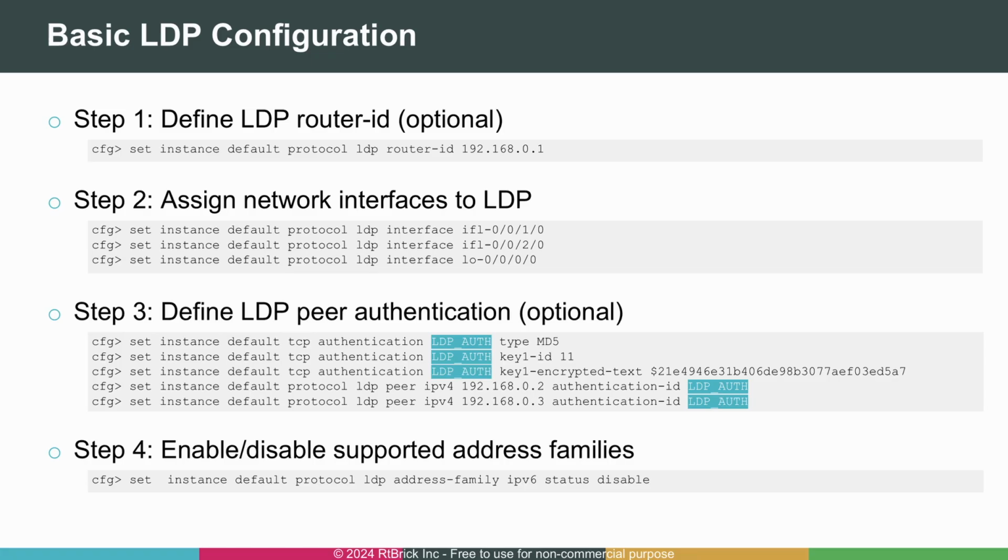To conclude this section on LDP configuration and monitoring, I've compiled the commands demonstrated throughout the presentation into a few slides for reference. We've seen that basic LDP configuration involves enabling LDP on interfaces connected to neighboring LSRs and optionally configuring an authentication method.